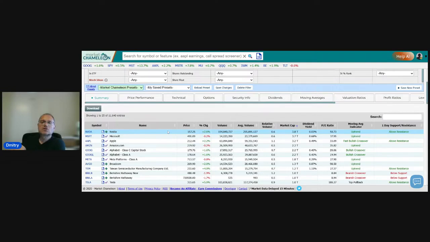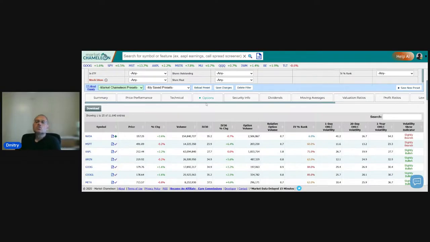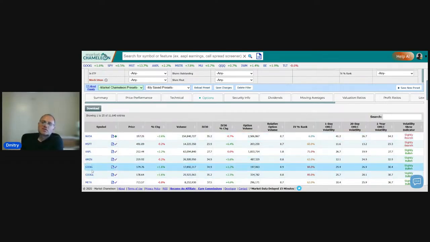In this filter here, I'm looking at the relative option volume. Okay, sorry. I'm going to go to this tab under options. And here we have the different options related analytics to these symbols to the left-hand side.